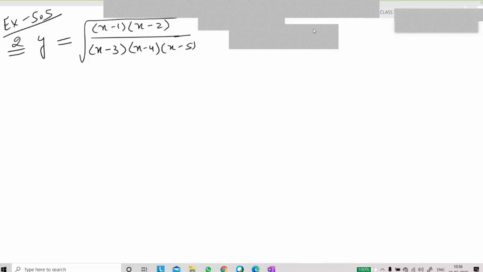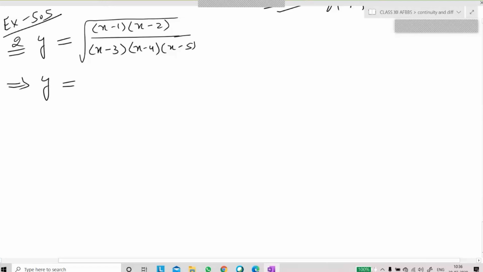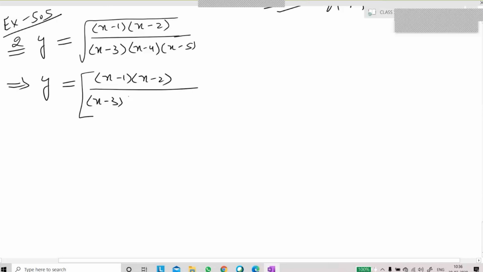The second question, y is equal to square root of (x minus 1)(x minus 2) upon (x minus 3)(x minus 4)(x minus 5). First of all, if you differentiate this without using log, it is going to become very lengthy. So we are going to use log. So to use log, first I write it in power form, power notation. So in place of square root, I can write it as raised to the power 1 by 2. Now I will take log both sides.